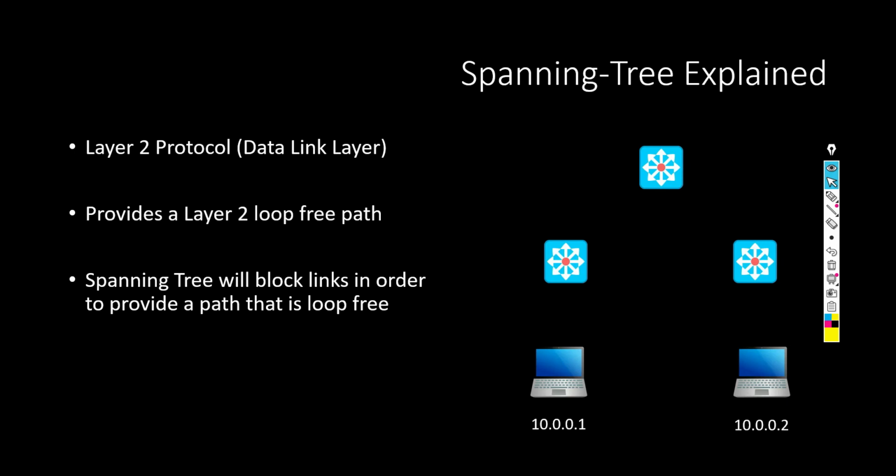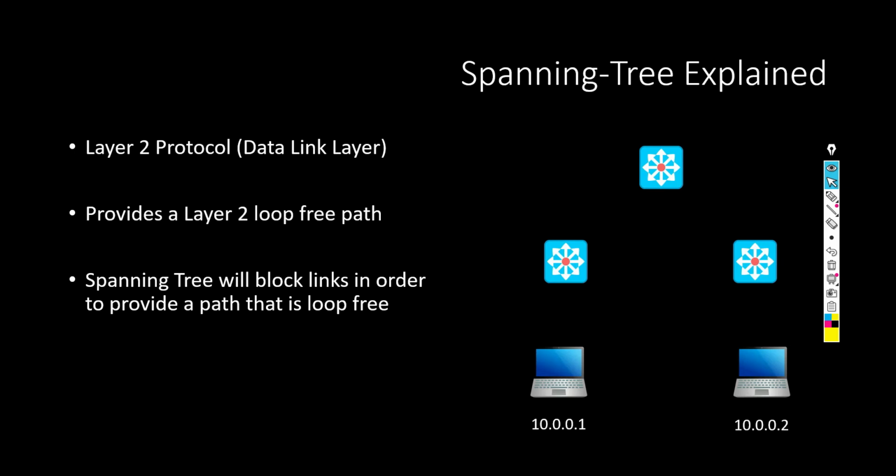So what is spanning tree? Well, first of all, spanning tree is a layer 2 protocol. That means that it operates at layer 2 of the OSI model, layer 2 being the data link layer. And the main goal of spanning tree is to provide a layer 2 loop-free path.